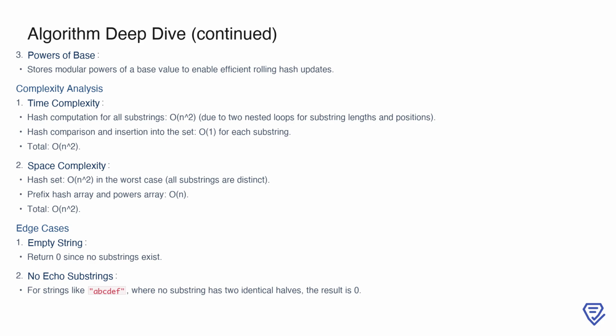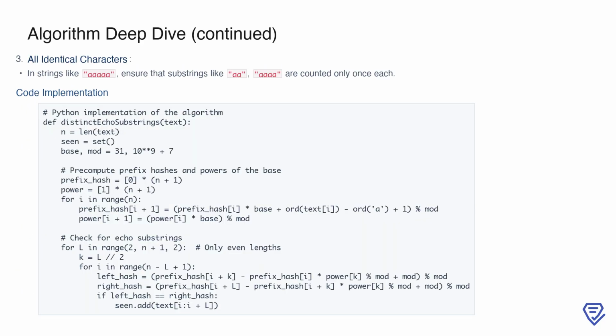For edge cases, if the input string is empty, we return 0 because no substrings exist. Similarly, if no echo substrings are present, as in ABCDEF, the result will also be 0. In cases where the string is made up of identical characters, such as AAAA, we need to ensure that substrings like AA and AAA are counted only once each. The hash set handles this automatically, as it only stores distinct substrings.